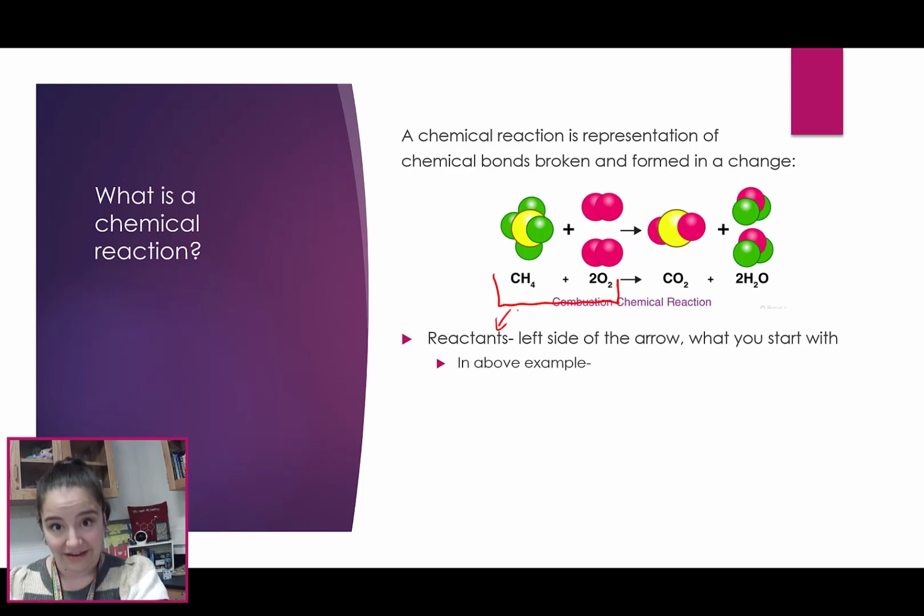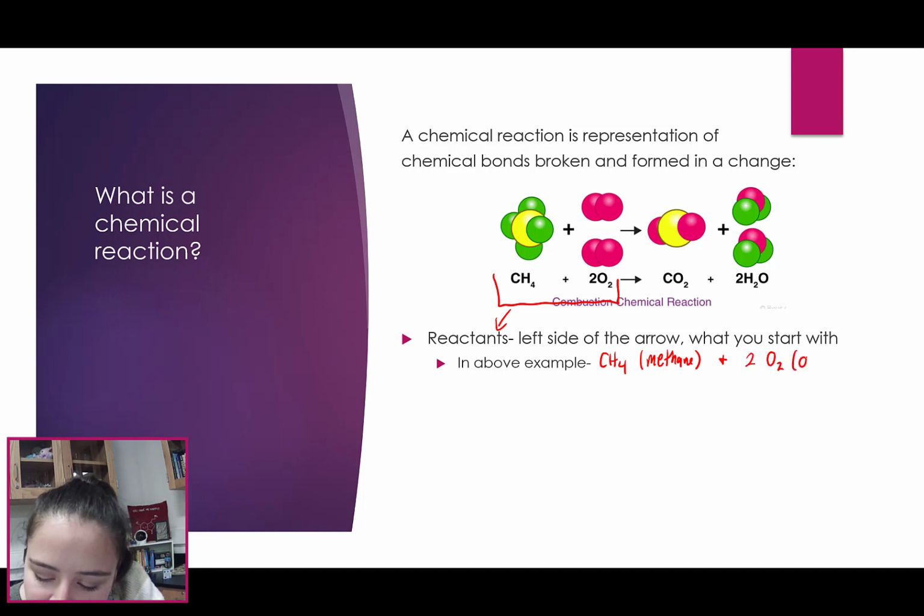So when we talk about our chemical reactions, the things on the left side of the arrow are called our reactants. Okay, they're what you start with. In this case, it would be the CH4, aka methane, and the 2 moles of O2, aka oxygen gas. Okay, and if you don't know what it's called, it is totally fine to just use the chemical formula.